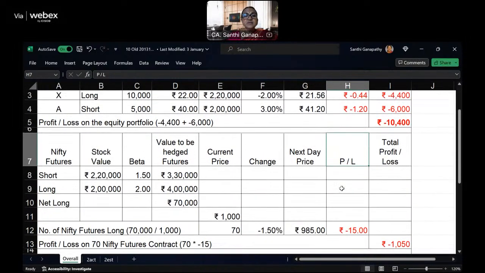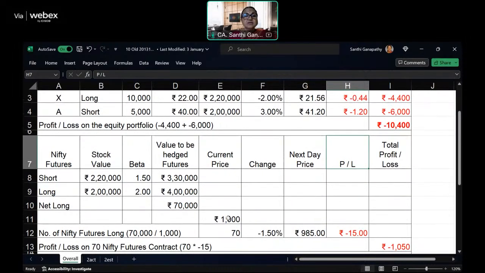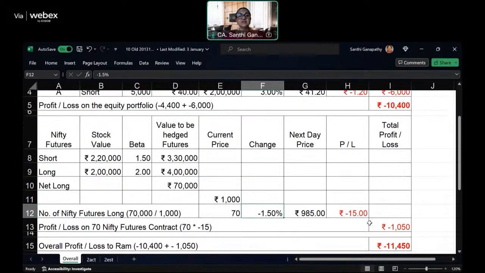So now you have gone 70 contracts long. You have gone long. If the price comes down, you lose. Therefore, what is the loss you have here? What is the total loss in the equity as well as in the futures?